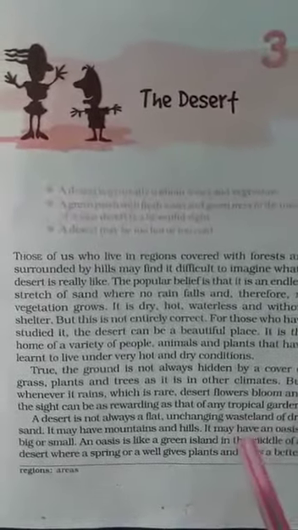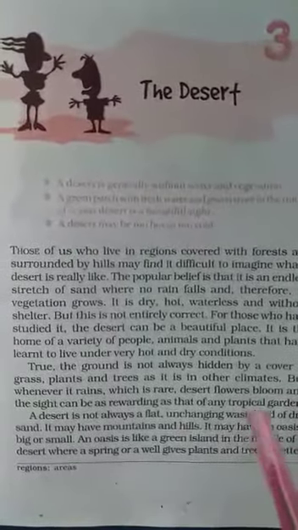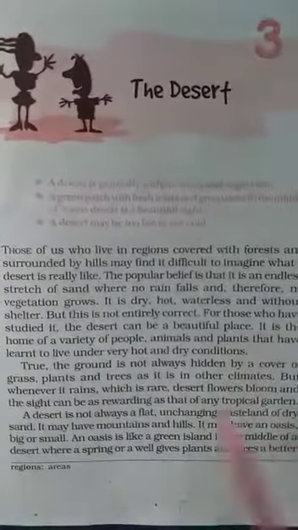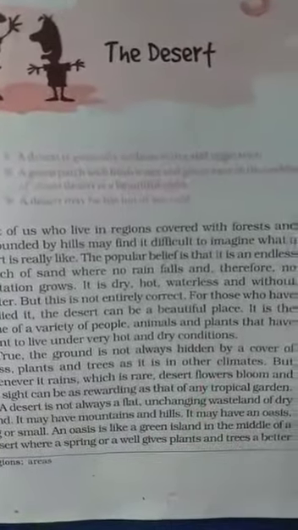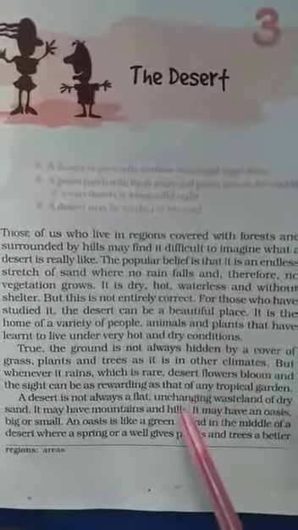It is always thought of as a barren wasteland of dry land, but there are many other fascinating things about the desert, like mountains, hills, houses, etc. An oasis is basically a green island in the middle of the desert where a spring or a well gives plants and trees a better chance to grow. It's a fertile land in the desert.